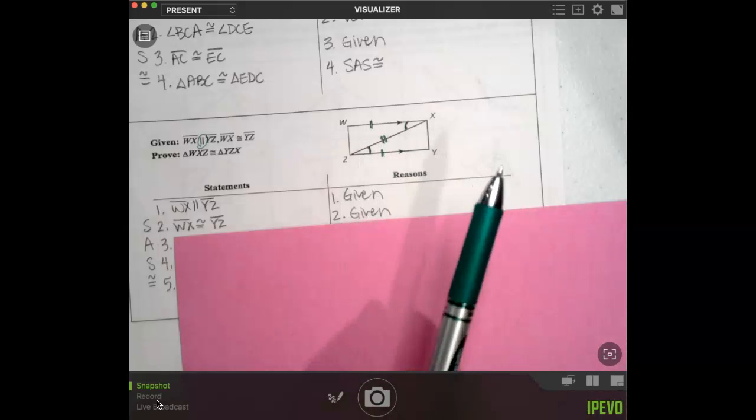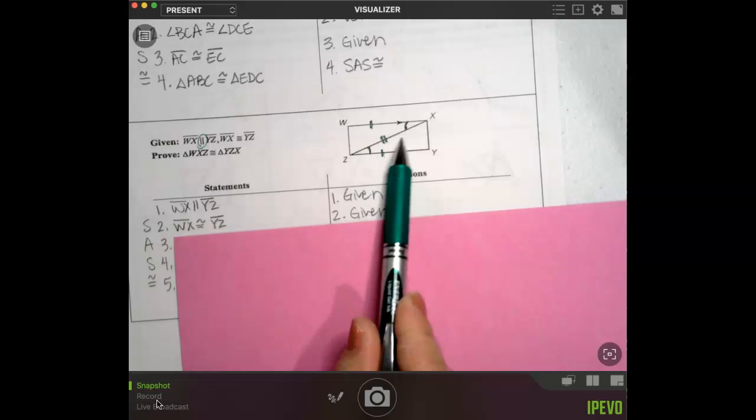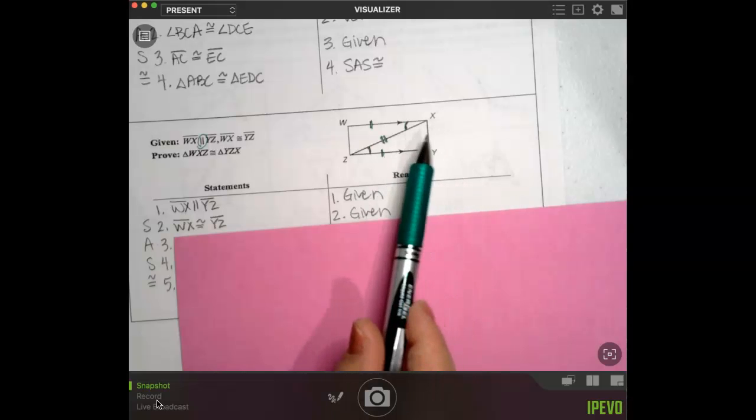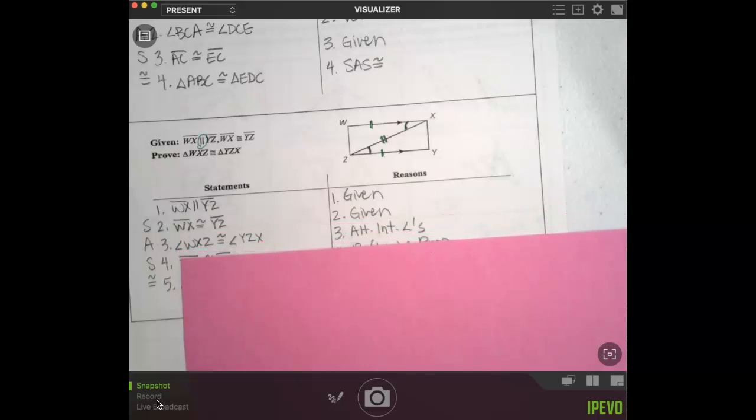We marked our alternate interior angles. Careful of how you label them. If I do Z first, it'd be YZX. And then if I do X, WXZ. I guess I have WXZ first. But they're alternate interior, so that's your reason. And don't make these more complicated than they need to be. And I know they're out of your comfort zone, right? Doesn't mean you can't handle it, okay?